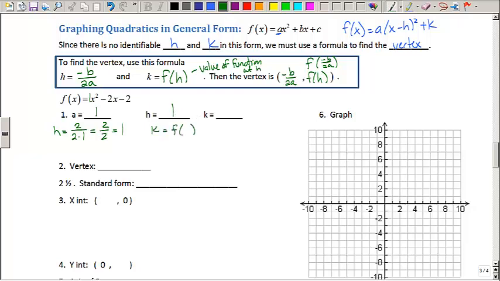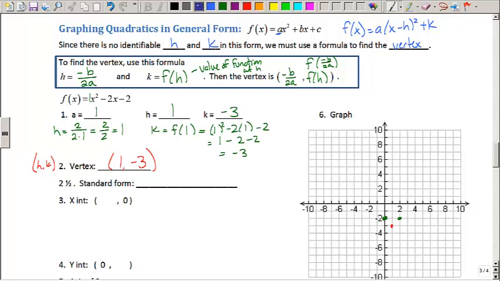To find my k, I'm going to evaluate the function at 1. F of 1 is 1 squared minus 2 times 1 minus 2, or negative 3. So my k is negative 3. Now that I have my h and my k, the rest of the steps follow as we've done previously. My vertex is still h, k. Now I know my h is 1, and my k is negative 3, so my vertex is 1 comma negative 3. And I can plot 1 comma negative 3 on my graph. I can also find 2 more points from my vertex by using my a. I know that my a is 1, so I can go left 1 and up 1 and right 1 and up 1 to find 2 more points.